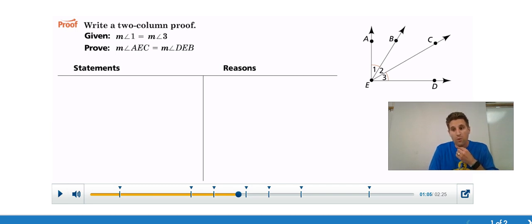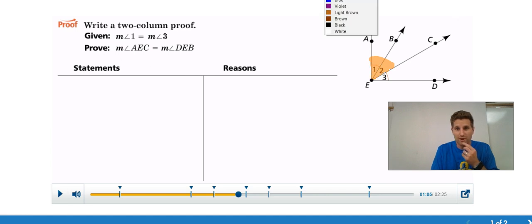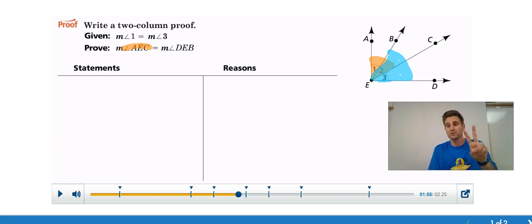Well, let's think. How am I going to show that AEC, this orange piece here, is going to be congruent to this piece, the blue piece, which they have right here? Well, the first thing I notice is they both use angle 2, so they overlap angle 2, and they both have angle 1 and 3 that are congruent to each other.